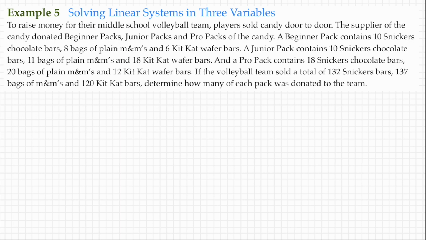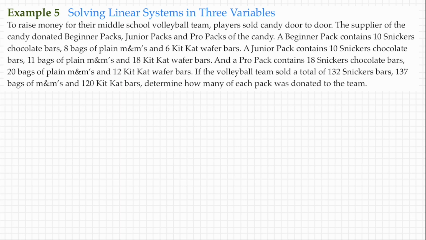A beginner pack contains 10 Snickers chocolate bars, 8 bags of plain M&Ms, and 6 Kit Kat wafer bars. A junior pack contains 10 Snickers chocolate bars, 11 bags of plain M&Ms, and 18 Kit Kat wafer bars. And a pro pack contains 18 Snickers chocolate bars, 20 bags of plain M&Ms, and 12 Kit Kat wafer bars. If the volleyball team sold a total of 132 Snickers bars, 137 bags of M&Ms, and 120 Kit Kat bars, determine how many of each pack was donated to the team.